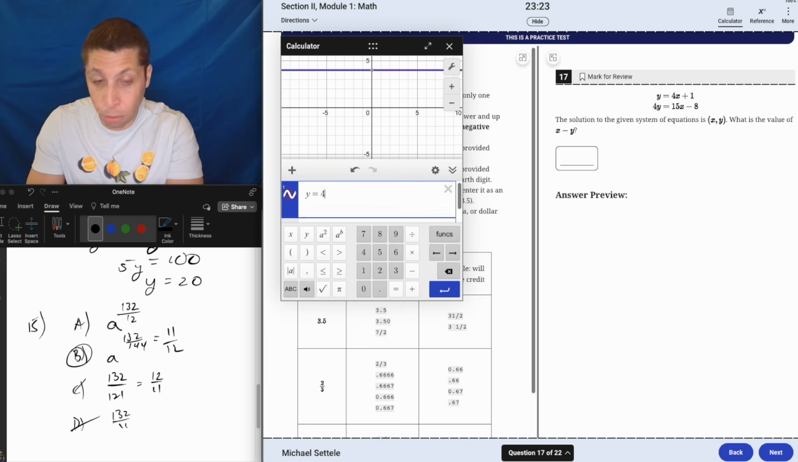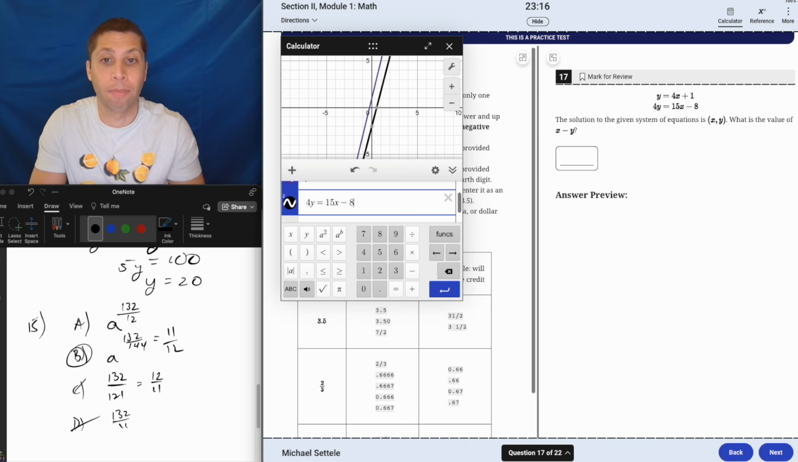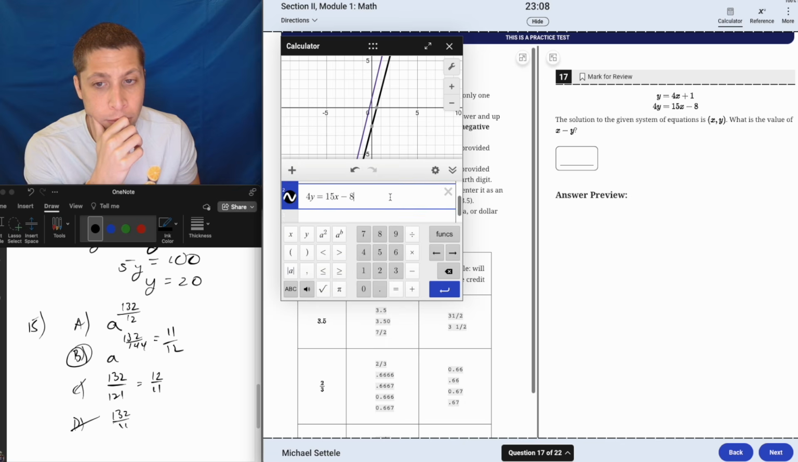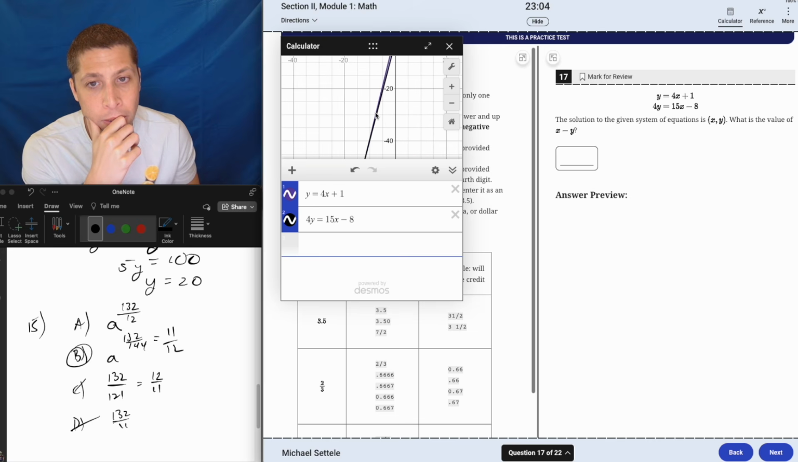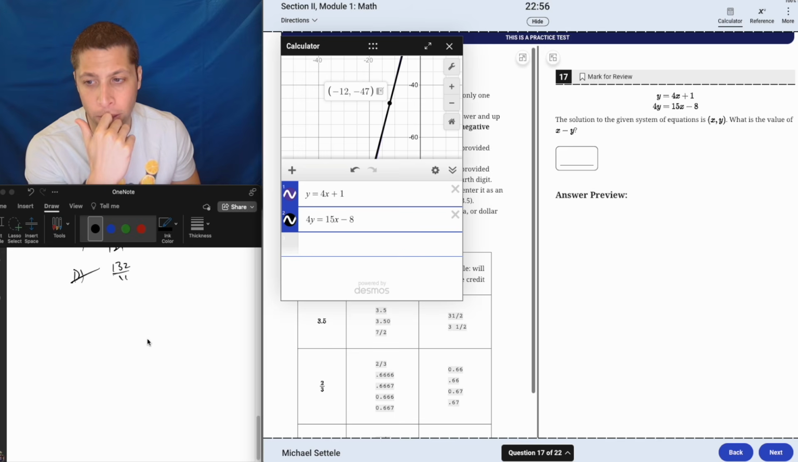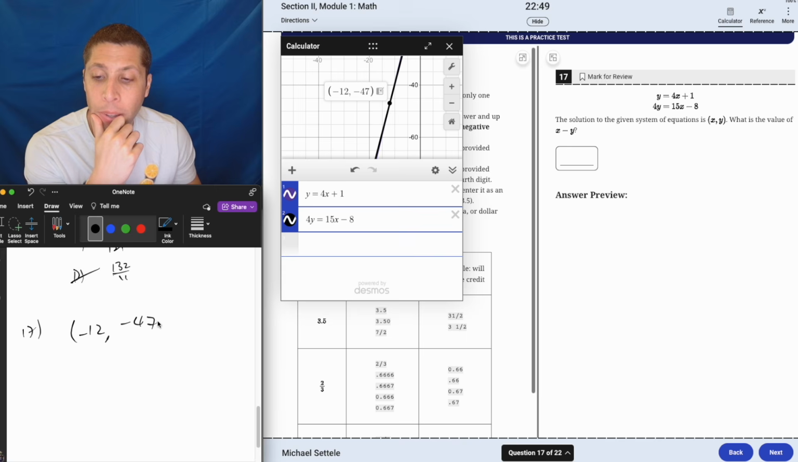Y equals 4x plus 1. 4y equals 15x minus 8. Okay, somewhere down here they're crossing. There it is. So they are crossing. I'm going to write this down. They're crossing at negative 12, negative 47.